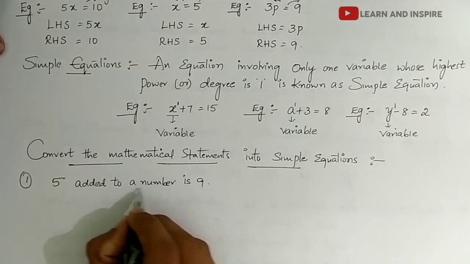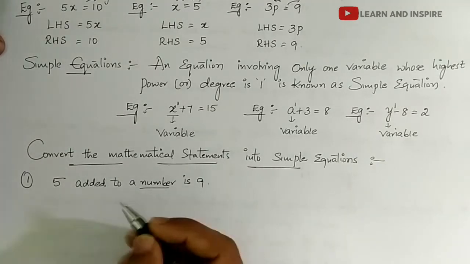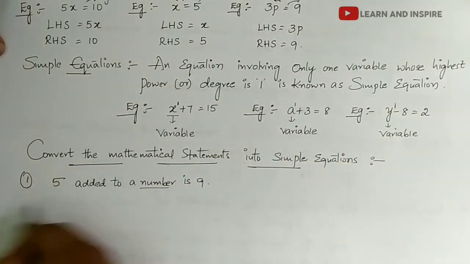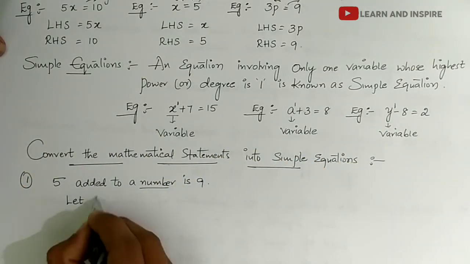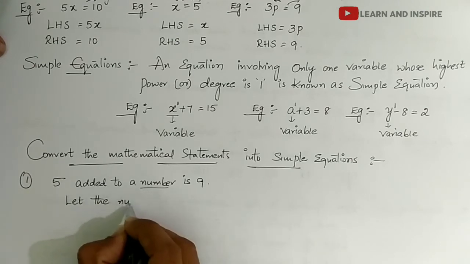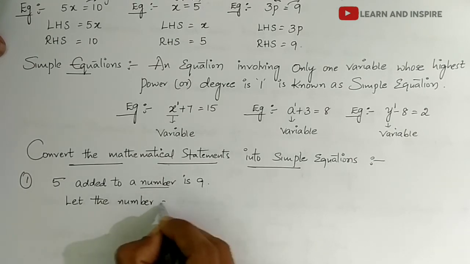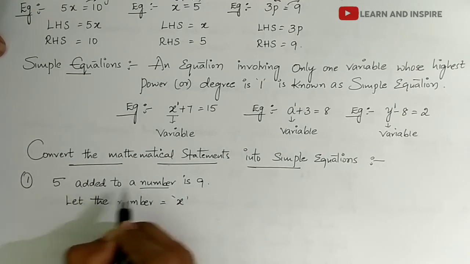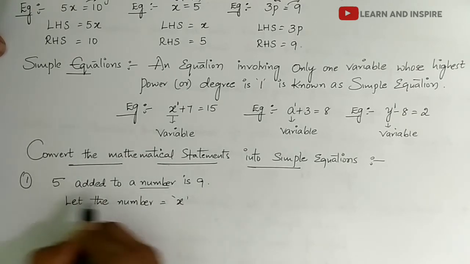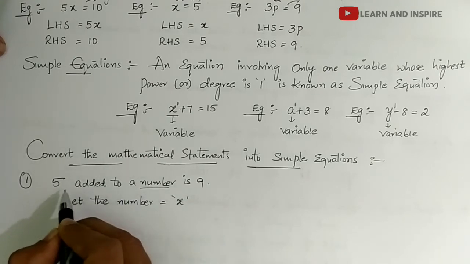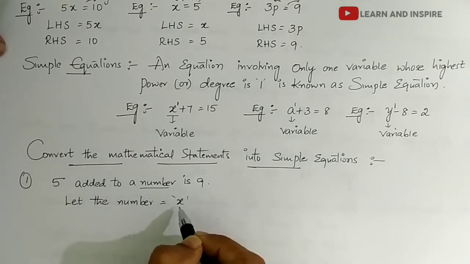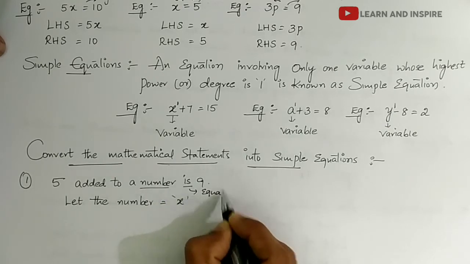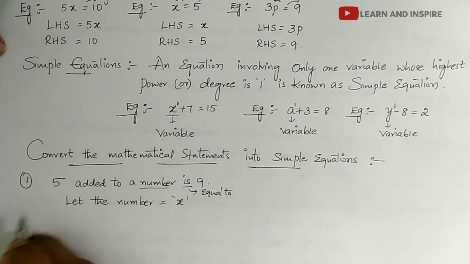So we do not know what is that number, so we take that number as any variable, that is a to z. So we can take any variable. So let the number be x. I take x. And what is the statement? 5 added to a number is x. So how much we have to add? 5 is added to x, equals, so it's nothing but equal to 9.